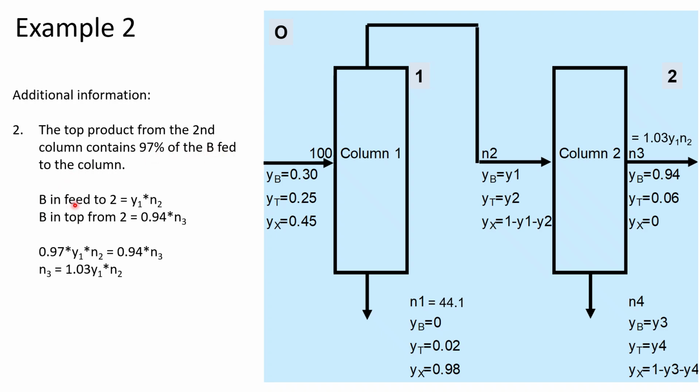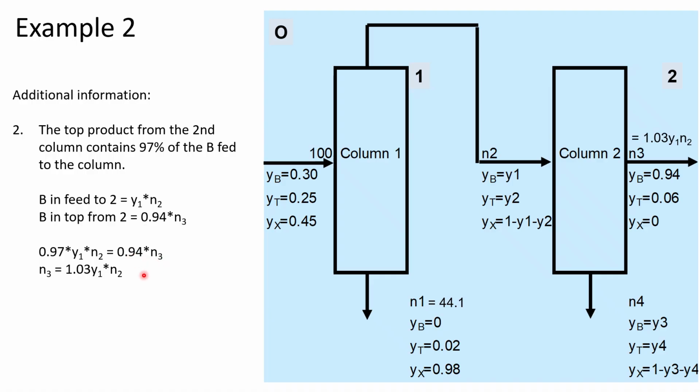Well, the benzene in the feed to column 2 is just going to be the composition of the feed to column 2, which is Y1, times the flow rate, N2. The amount of benzene in the top from the second column is just going to be the composition of benzene in that top stream, which is 0.94 times N3. We're told that 97% of the benzene fed to the column, that would be 0.97 times the flow rate of benzene in the feed, Y1 times N2, is going to be equal to the benzene in the top product, which we just calculated to be 0.94 times N3.